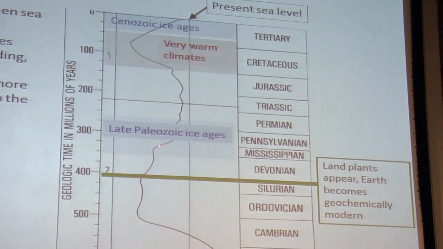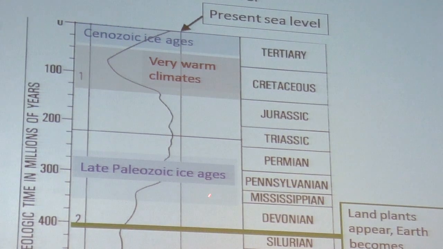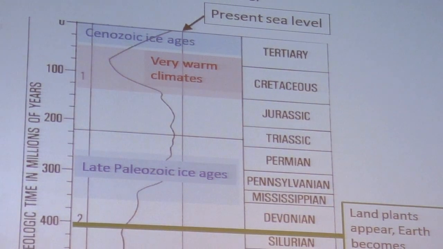During this period, there were two times of extensive ice ages. One is an event called the Late Paleozoic Ice Ages, where Earth was glaciated, maybe continuously, maybe off and on, for about 90 million years, from 460 million years ago to about 270 million years ago. And then there was another period of ice ages, which we're still in today, which began about 35 million years ago with the glaciation of Antarctica and has become more and more intense through time.